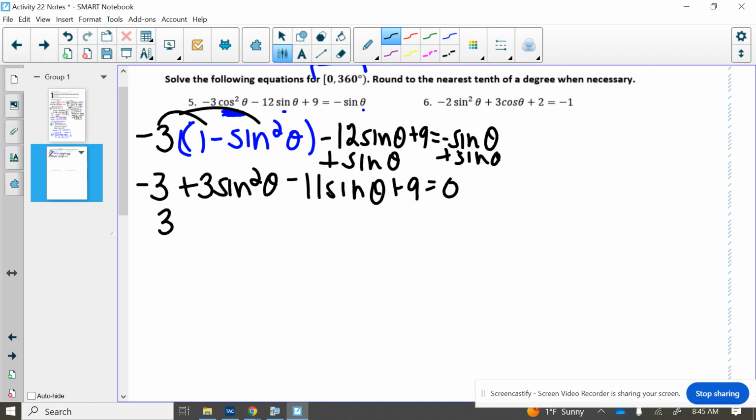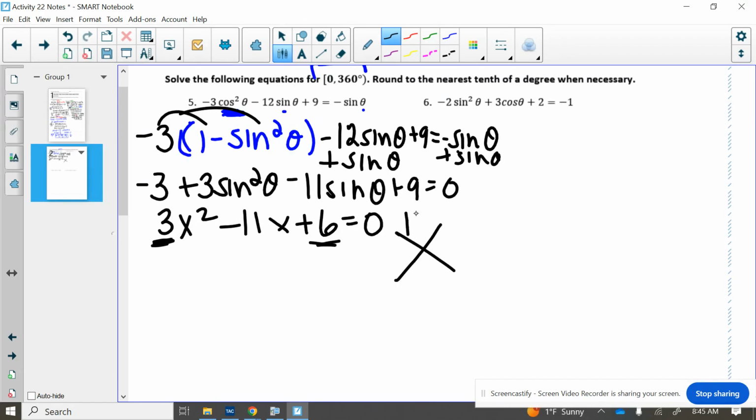And then break it down one more time. We have 3 sine squared, aka 3x squared, minus 11x, and then -3 plus 9 ends up being 6. So as we factor this time, we want to be very careful because, again, we have a number other than 1 here. So 3 times 6 is 18. What adds to be -11 then? -9 and -2 multiply to be 18, add to be -11.